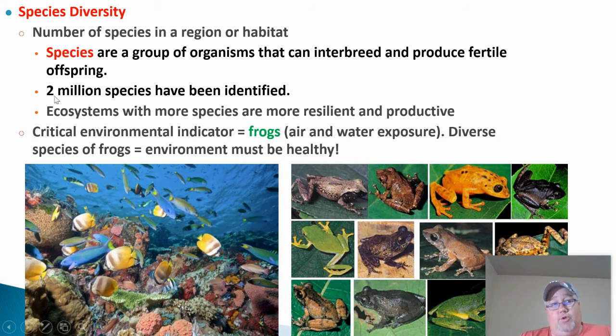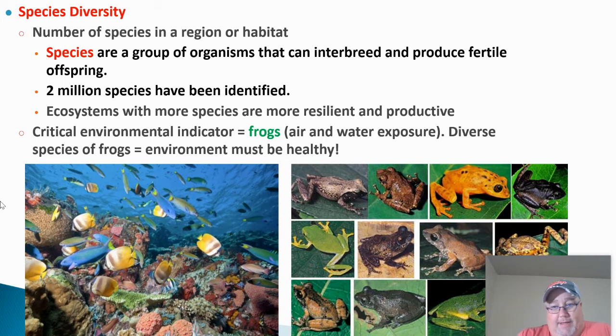Currently, there's about 2 million species of organisms on Earth. That's a lot, 2 million. At least that's what's been identified up to this point. There's probably a lot of species that we haven't identified. But if you're talking about, let's say, a forest ecosystem, the number of species that live there, the more there are, the healthier it's going to be. If you have, for example, say two ponds, one pond has 30 different species of fish and another pond only has two species of fish, then obviously one of those ponds is much more biodiverse than the other one is.